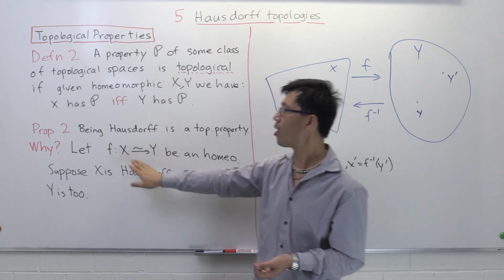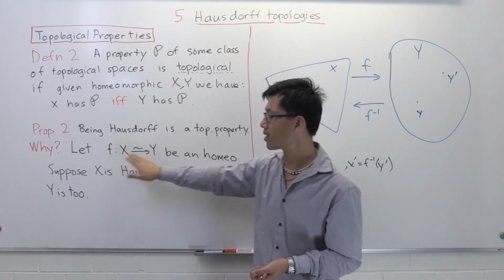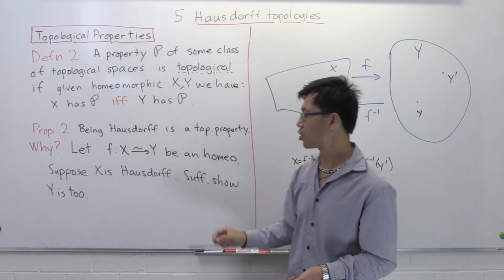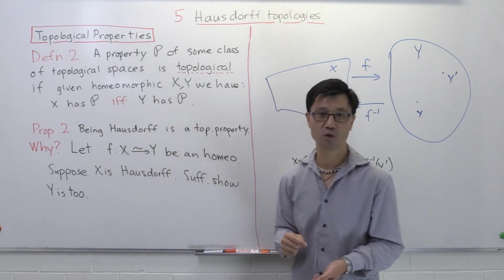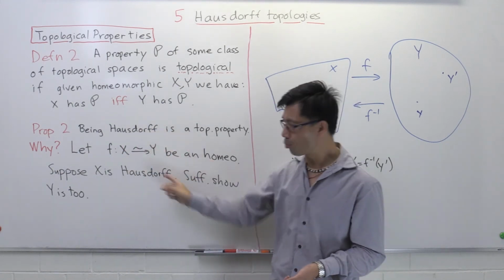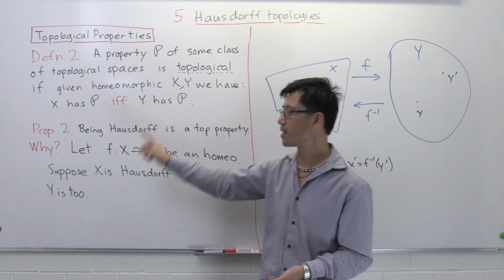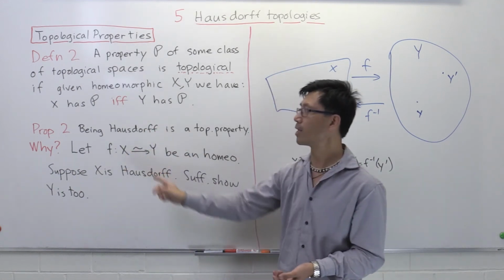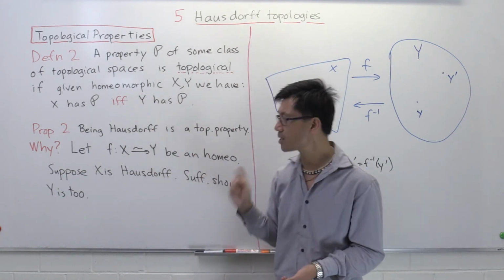Let's see more precisely why that's true. Suppose now we have some homeomorphism f from X to Y, and we're going to suppose that X is Hausdorff. We're going to show that Y is Hausdorff too. And of course, since f inverse is also a homeomorphism, that proof will also show that if you assume Y is Hausdorff, then X will be Hausdorff. So we just need to prove the one implication. Let's do that.